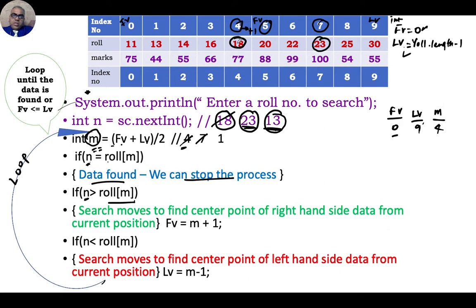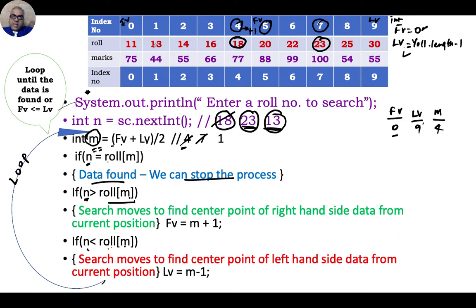So now 13 is equal to M roll of 4, which is 18, false. 13 greater than 18, which is also false. 13 less than 18 is a true statement. 13 is lesser than roll of 4, which is 18. So I have to move my center point now on the left hand side.